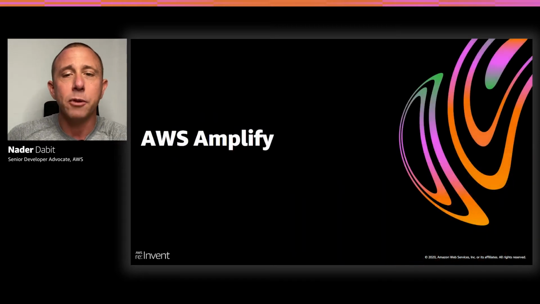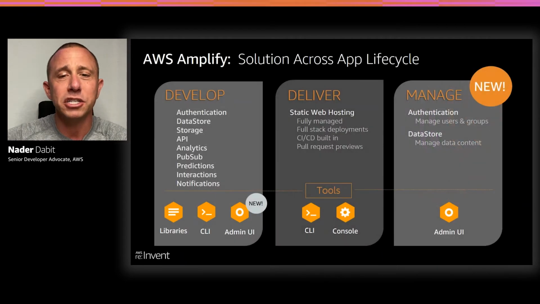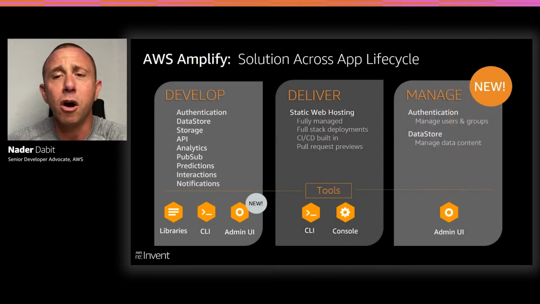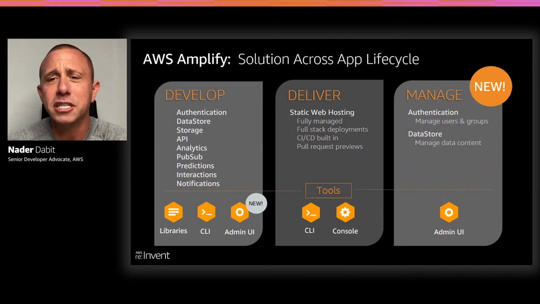So what is AWS Amplify? AWS Amplify is made up of a couple of parts. But essentially it is a set of tools and services that can be used together or on their own to help web and mobile developers build scalable full-stack apps powered by AWS. So with Amplify, you can configure cloud backends and connect them to your app in just a couple of minutes.